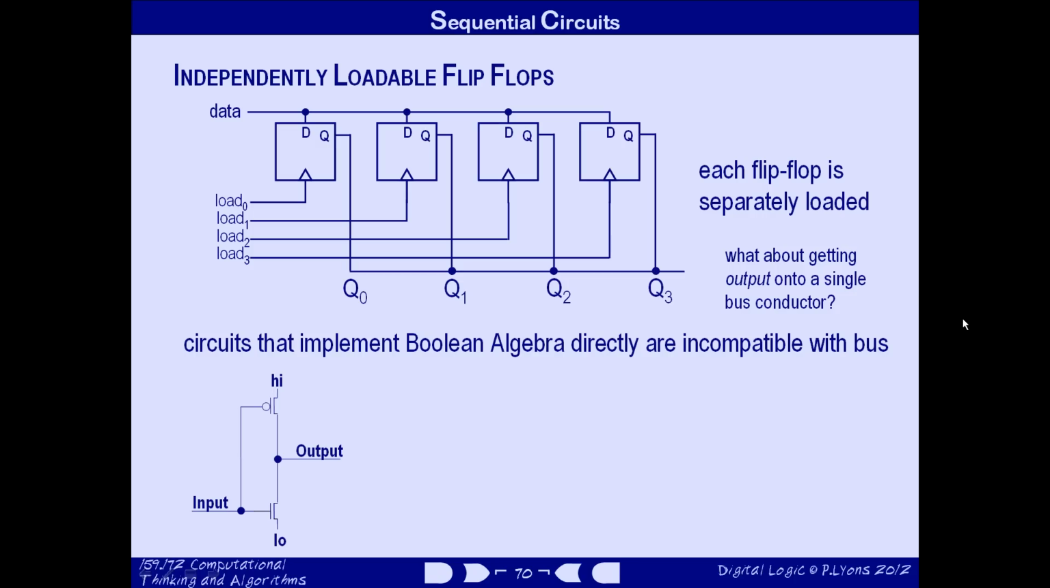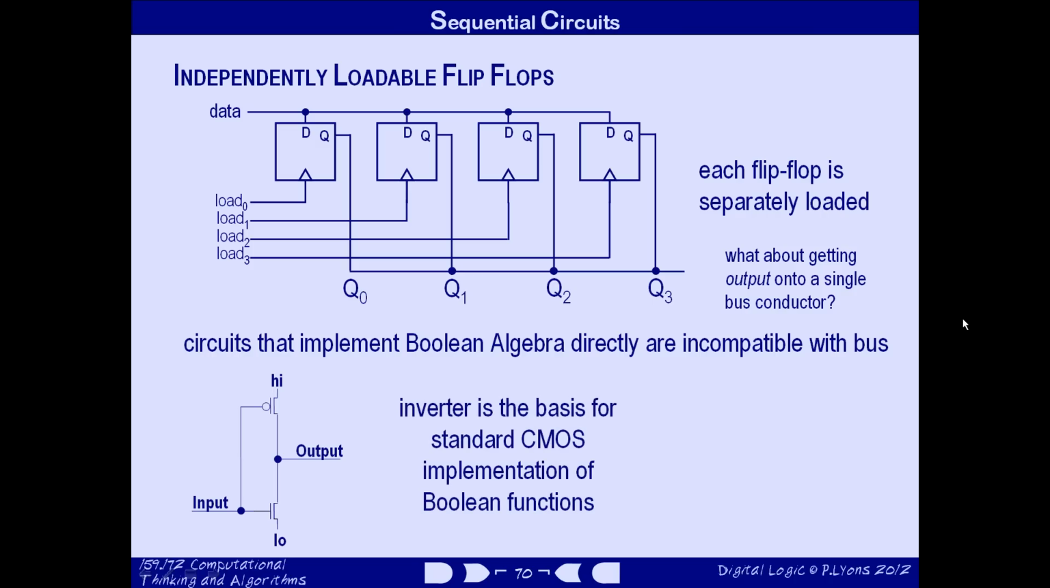So now, when the input is low, the top transistor turns on and connects the output to a high voltage. So to summarize, when the input is low, the output is high. And when the input is high, the top transistor turns off, the bottom transistor turns on, so the output wire is pulled to a low voltage. This circuit has a pull-up transistor at the top and a pull-down transistor at the bottom.